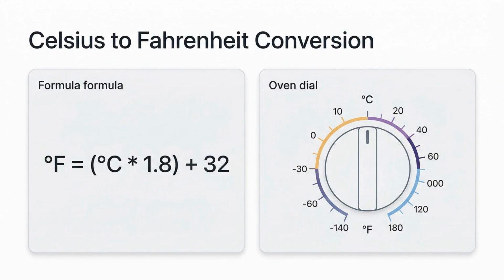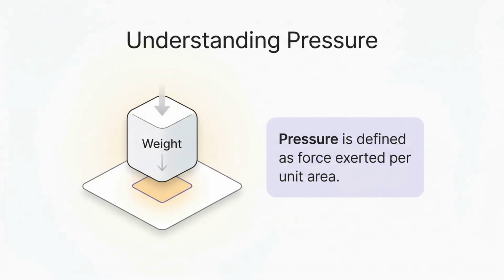Next, we need to talk about pressure. In physics and the trades, pressure is defined as the force exerted by an object per unit of area. You might be familiar with pounds per square inch, or PSI, which we use for things like inflating tires or measuring water pressure in a pipe.